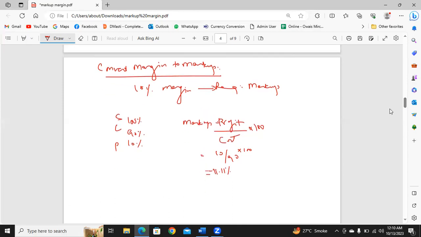Simply, currently it is a margin, so we set up SCP like this: sales is 100%, profit is 10%, cost will be 90%. Once we have set these values, we convert it into markup. Markup is profit over cost, so 10 upon 90 into 100 is 11.11%.